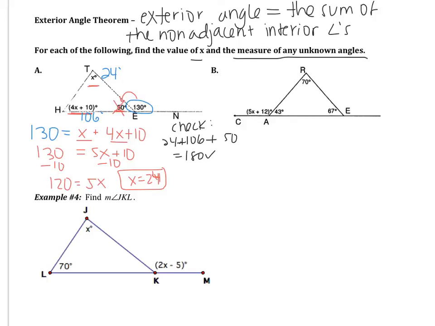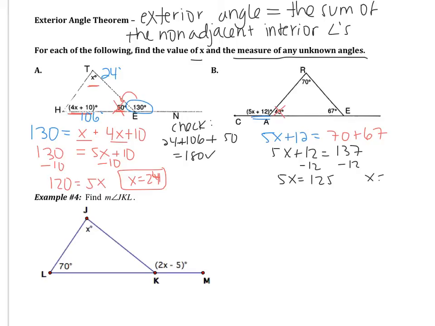Okay, let's see how we did. Now, our exterior angle in this case is 5x plus 12. So I have 5x plus 12 equals. Out of my interior angles, 43 is the one that's next to the 5x plus 12, so I don't use that. So I'm going to add my 70 and my 67. This leaves 5x plus 12 equals 137. If I subtract 12, I get 5x equals 125. Dividing by 5, I get x equals 25.